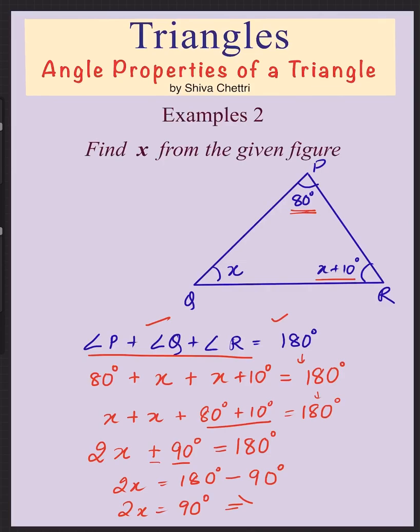This implies 2x means 2 into x. So if you want to find the value of x, 2 into x will be divided by 2, and 90 divided by 2 gives you 45. I'm skipping a few of the steps because we have already done them in algebra. In mathematics, every chapter is interlinked with each other, so you cannot just segregate them. You have to keep your concepts clear. Whatever you have understood, whatever you have learned, keep it in your mind.